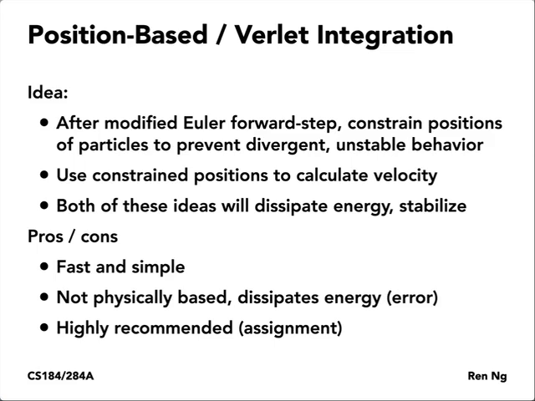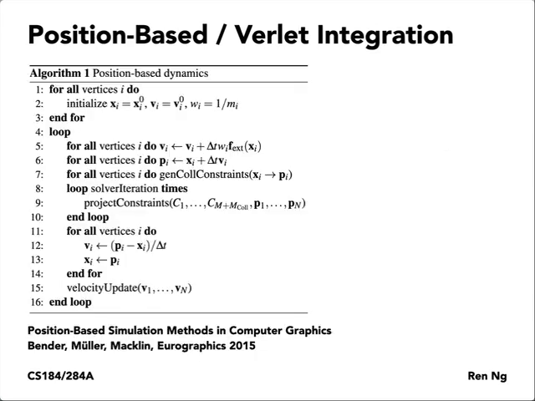So the pros and cons: it's fast, it's simple, relatively simple to implement. There are some specific details that, of course, need to be worked through in the software engineering. But it's not physically based at all, and it dissipates energy, which is a form of error. But it's highly recommended. And as I mentioned, that's what's going to be in the assignment. So here's some pseudocode for it. I'll just quickly walk through it. You'll get a chance to walk through it in detail as you implement it yourselves.